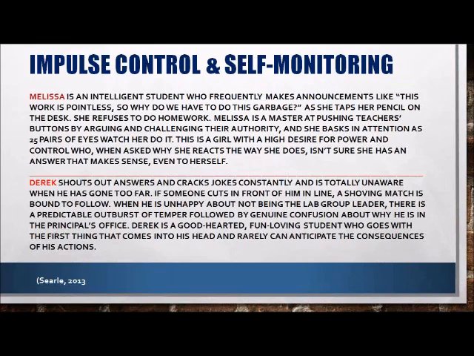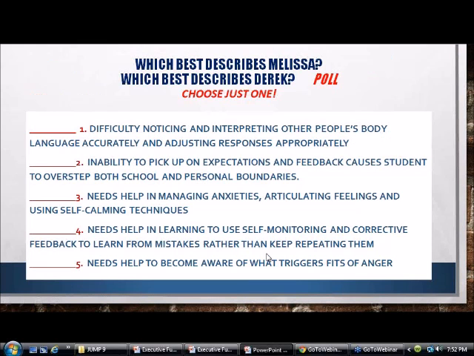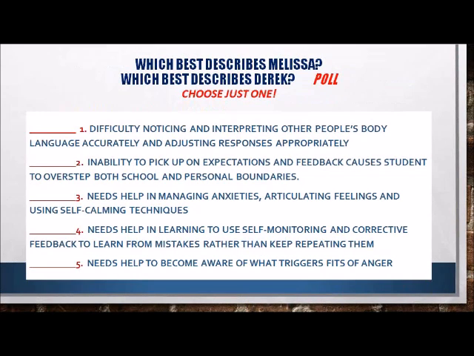Derek, on the other hand, shouts out answers and cracks jokes constantly. And he's in the same class as Melissa. Poor teacher. And Derek is totally unaware when he has gone too far. If someone cuts in line in front of him, a shoving match is bound to follow. When he is unhappy about not being the lab group leader in science, there's a predictable outburst of temper followed by genuine confusion about why he is in the principal's office. Derek is a good-hearted, fun-loving student, but he goes with the first thing that comes into his head and rarely can anticipate the consequences of his action. Okay, so both of these kids have some issues and could be challenging.